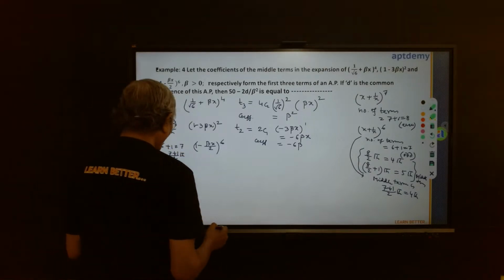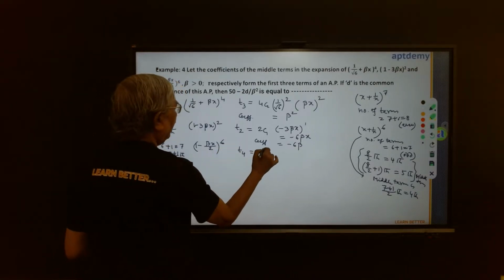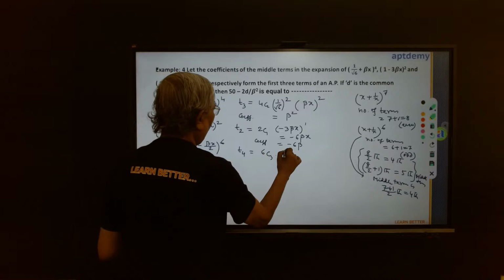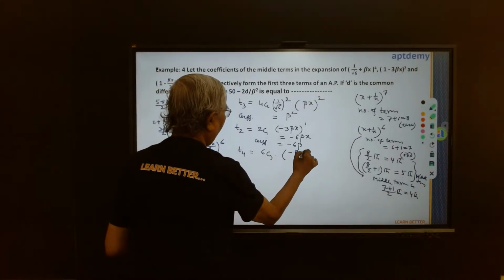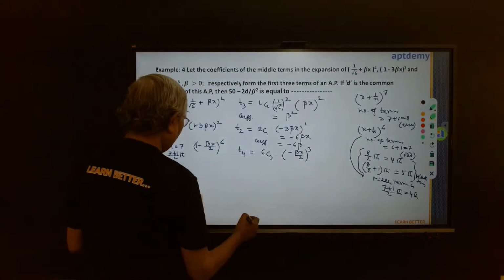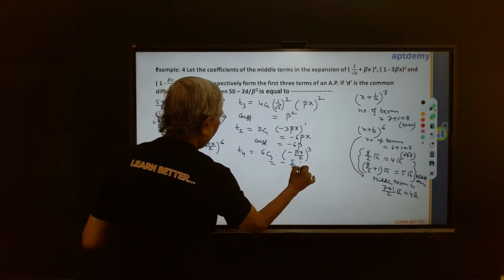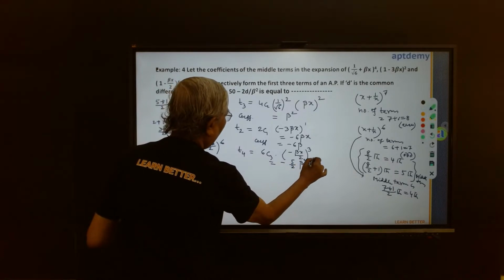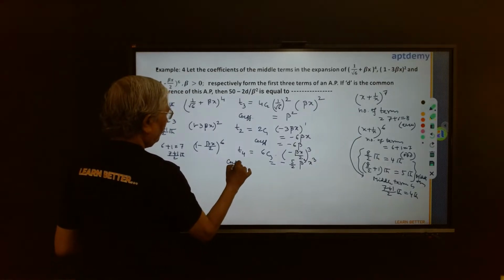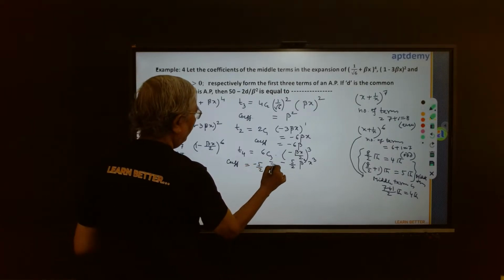So find T4. T4 is equal to nCr, that means 6C3, a to the power n minus r into x to the power r, that is minus beta x by 2 whole to the power 3. After simplification, we will get minus 5 by 2 beta cube into x cube. So what will be the coefficient? The coefficient is equal to minus 5 by 2 beta cube.